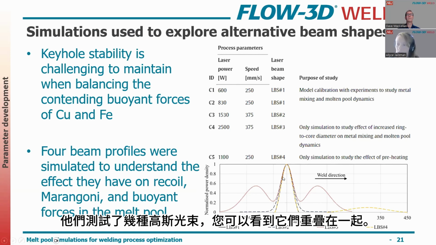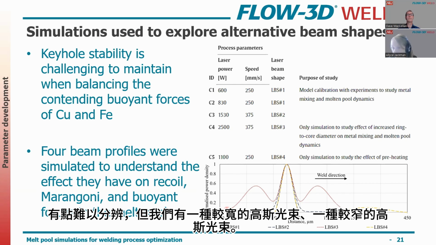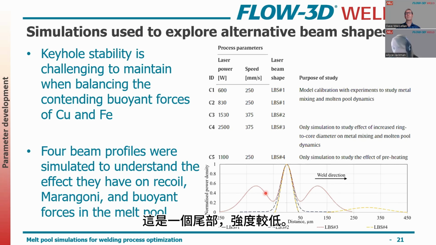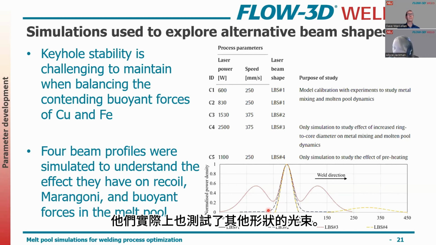So in this case, they tested 4 different beam profiles. If you look here on the bottom right, these are the beam profiles plotted in an XY format. And this is actually how you would pull it into the software as well. It's just a direct import, and then we would represent the heat flux however you could possibly dream up defining it. So they tested a couple of Gaussian beams.